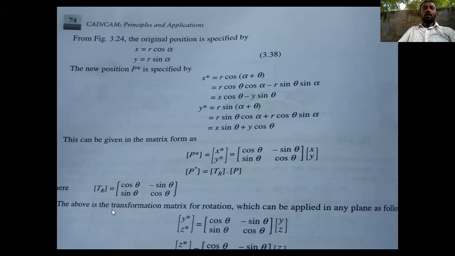The transformation matrix for rotation can be applied in any plane as follows. You can apply it in any plane: XY, YZ, or ZX. Same way, this is the transformation of reflection.